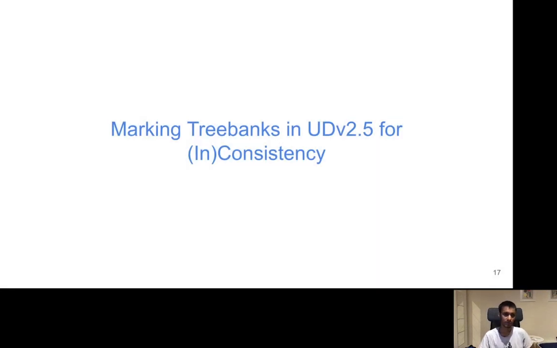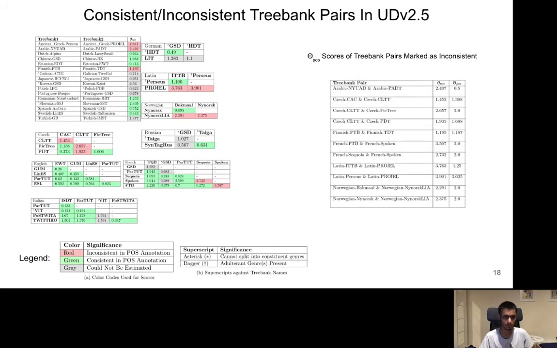For marking Treebanks in UD v2.5 for inconsistency, the red shows inconsistent, green shows consistent, and some of the Treebanks could not be estimated because they could not be split. We decided not to give a biased view of saying that they are annotated consistently or not consistently, so we gave them as gray, as could not be estimated. And these are also the capital theta POS scores. These are also present in the paper in the appendix.